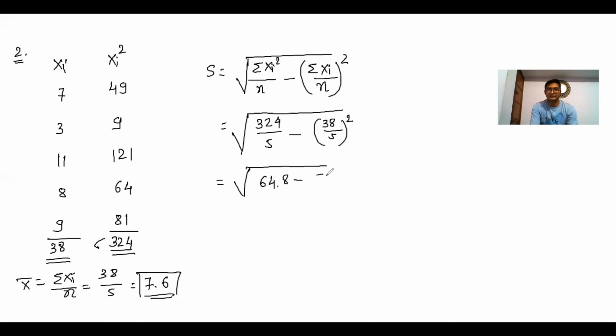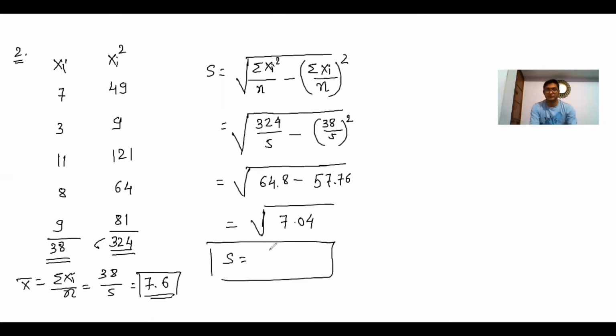is 57.76. Now at last, under root, 64.8 minus 57.76, our answer is 7.04, and the root of 7.04, final answer, is 2.65. It is called standard deviation, that is S. So again, this is the formula of standard deviation for ungrouped data.